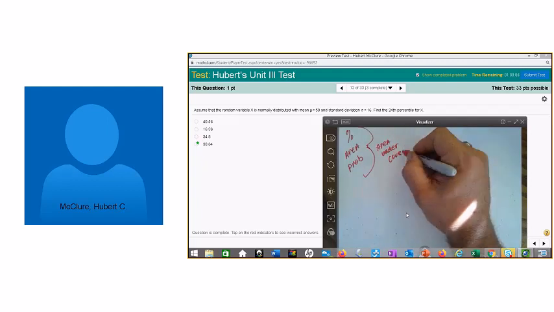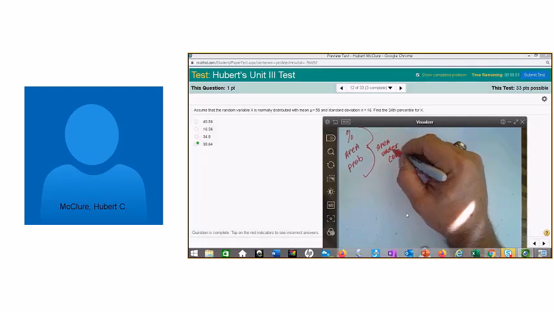Okay, so we're going to have witches. Isn't that a bunch of witches? Coven. Oh, shut up, Hubert. I can't even remember what I was writing. Curve.